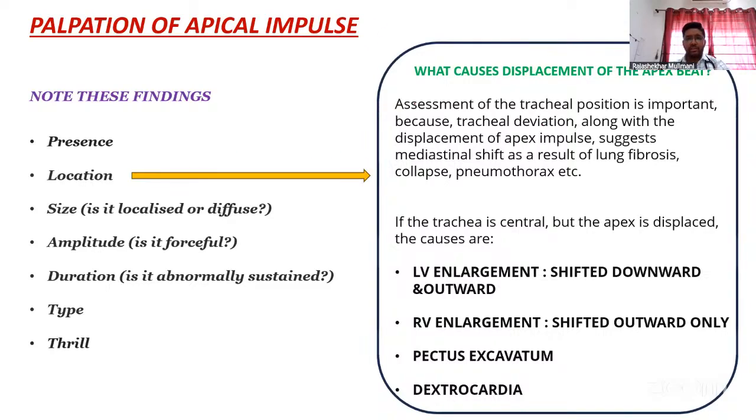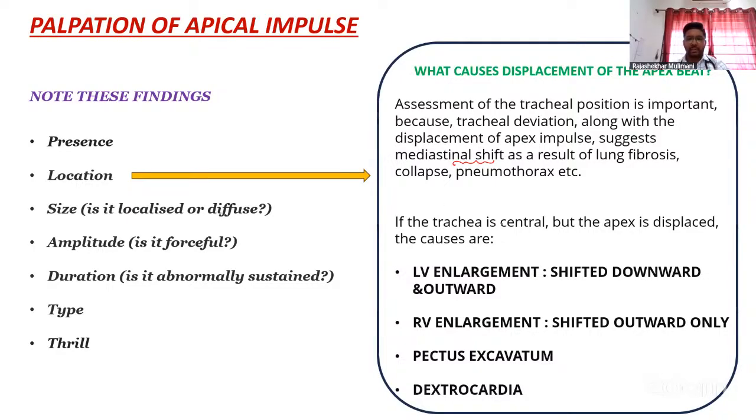The location, as we know, we need to assess the tracheal position before commenting on the apical impulse. Because if there is a simultaneous displacement of the trachea along with the apical impulse, it usually suggests a mediastinal shift as a result of fibrosis, collapse, pneumothorax, or effusion, etc.